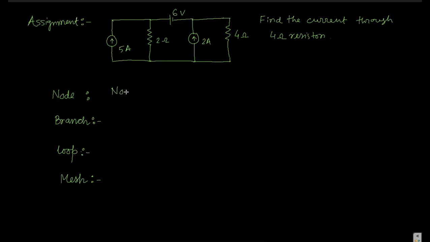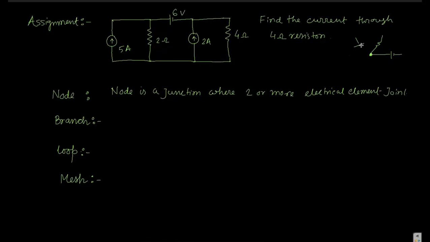So a node is a junction where two or more electrical elements are joined. Okay, so if it is a junction, then here a resistance is connected, here a battery is connected, here a capacitor is connected, here another battery is connected, here one inductor is connected. So this is a node. Okay, this is the definition of the node.